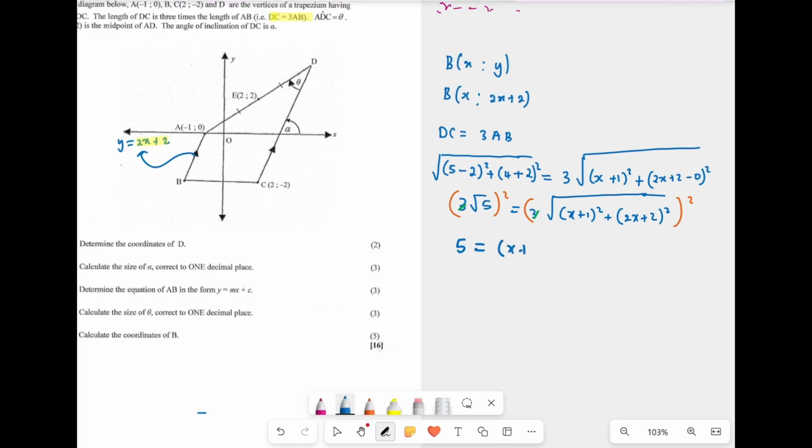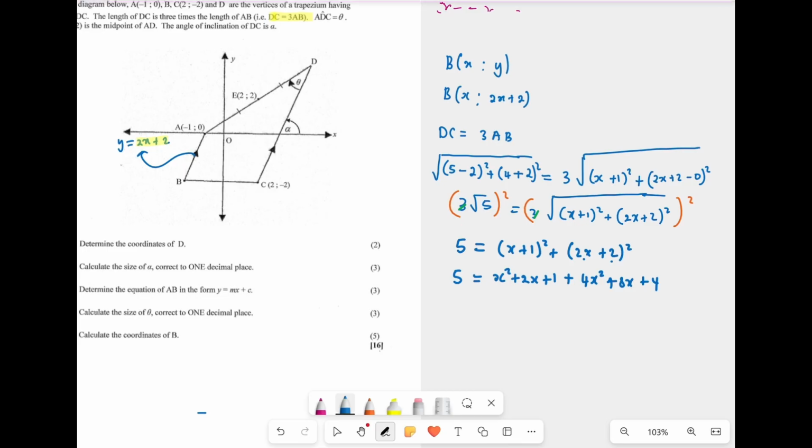So I will remain with (x + 1)² + (2x + 2)². And then now I can remove the brackets here. So I have 5 is equal to x² + 2x + 1 plus, this one will give me 4x², and then 2x times 2 is 4x, times 2 again, so it will be 8x, and then plus 4. Now I can write this in standard form.